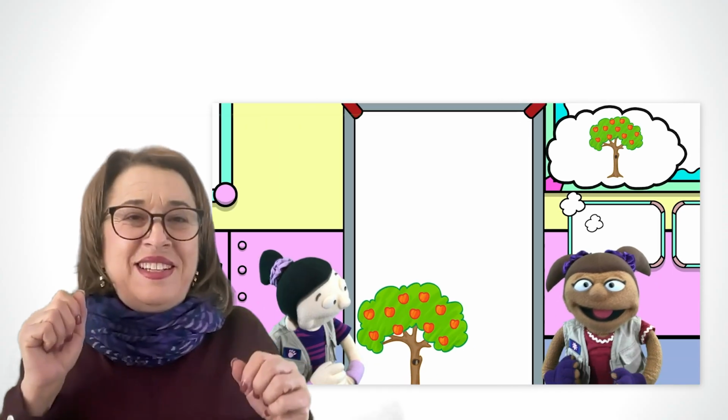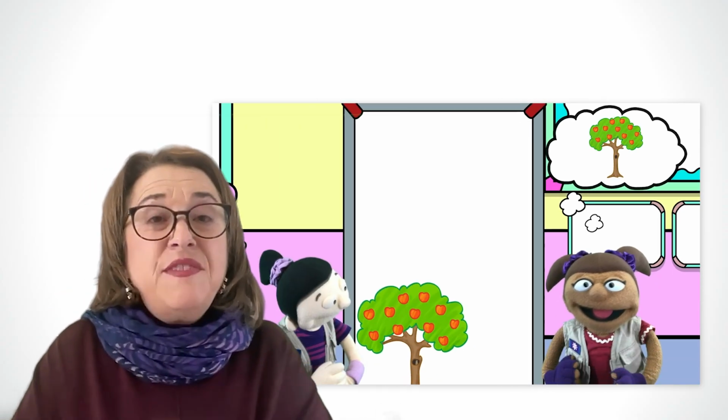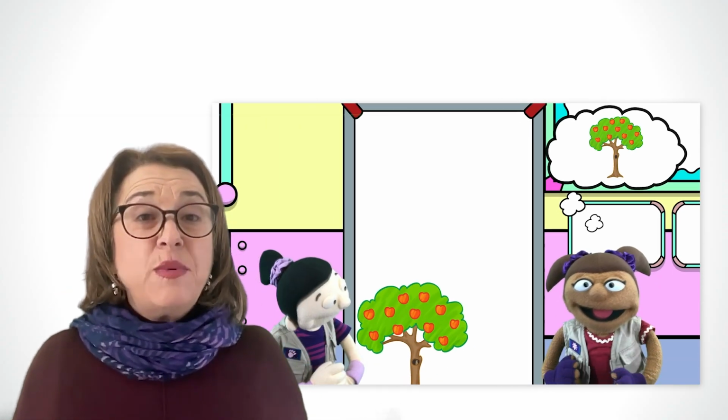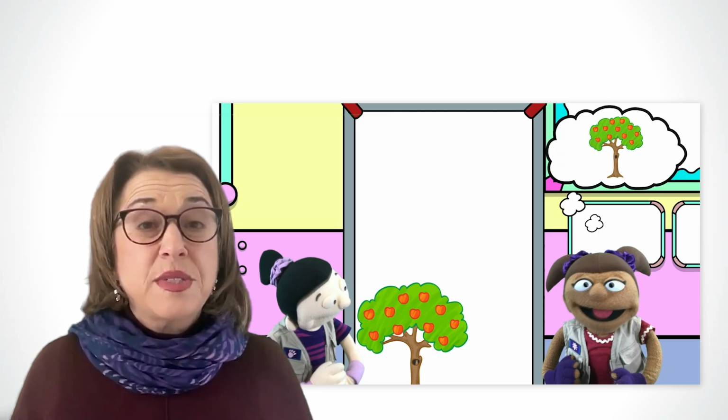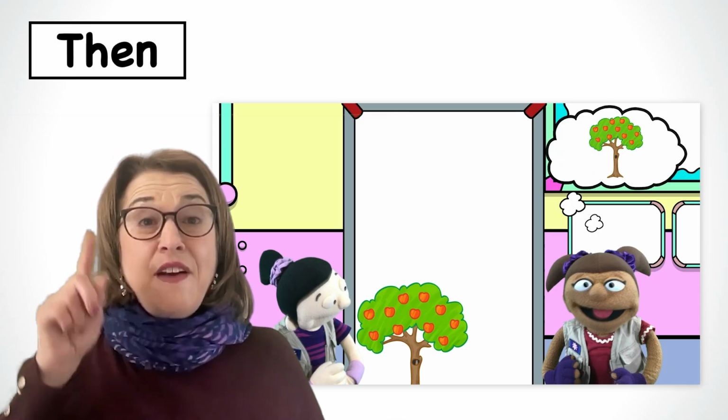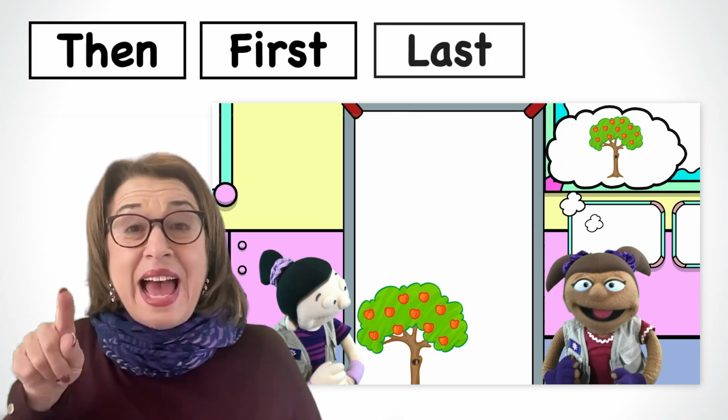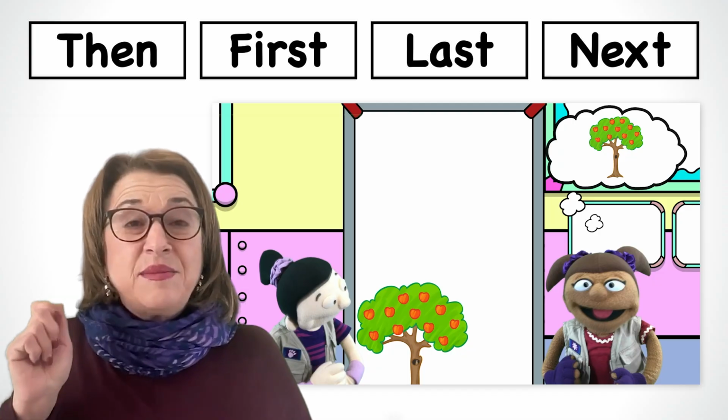Now what is Deepa thinking that Kim drew at the end of the sequence? Yes, the final thing Kim drew was a hole in the trunk of the tree for an owl. Now that we are at the end of our sequence, which sequence word is best to use? Then, first, last, or next?